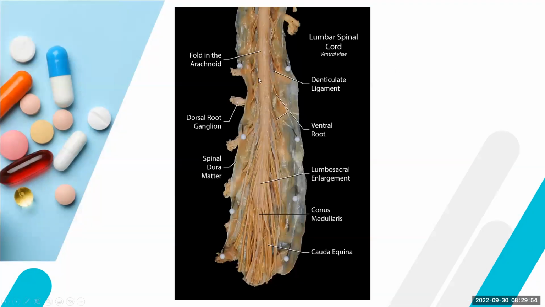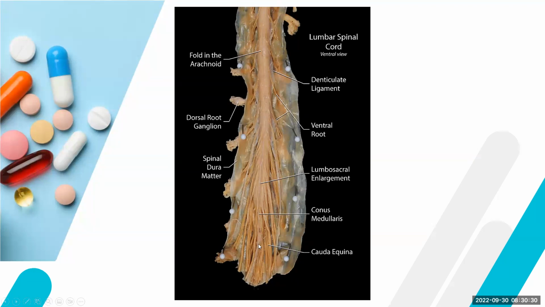There we have the lower end of the spinal cord, and as you can see, this is the lumbosacral enlargement, and this is the cervical enlargement at the upper end. And then we have the tapering end, which is the conus medullaris. And then we have an extension of the pia and arachnoid to anchor it, which is the filum terminale.